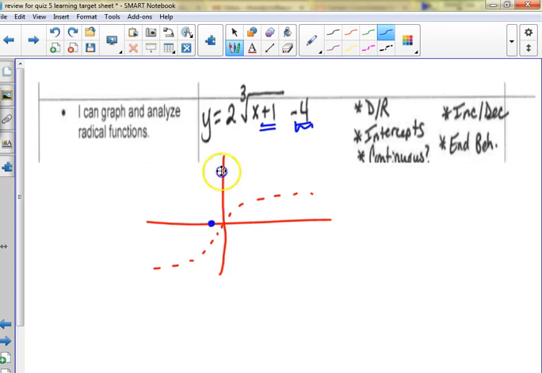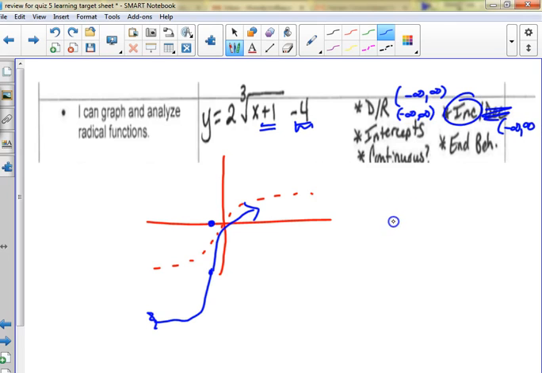Okay, I would shift left 1. What does the 2 do? It stretches it vertically, yes? Up and down. And then it's going to slide down 4. So it's going to be down here, and it's going to go up a little faster and down a little faster. Okay. So domain and range: negative infinity to infinity, negative infinity to infinity. Increasing or decreasing? Yeah, it is constantly increasing, from negative infinity to infinity, increasing, never decreasing. End behavior.